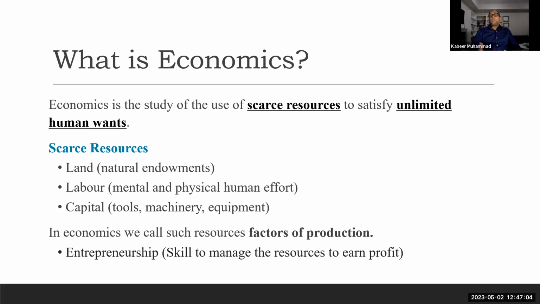Over a period of time, it can increase or it can decrease. But for a very short period of time, it is very limited. And that's why many countries are adopting immigration policies. What they want, they need labor, and labor is scarce. So that's again one of the resources which is limited.